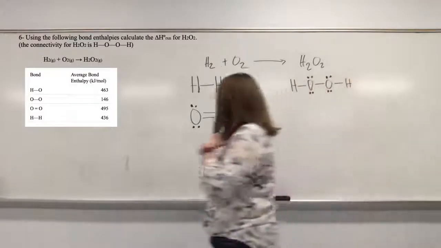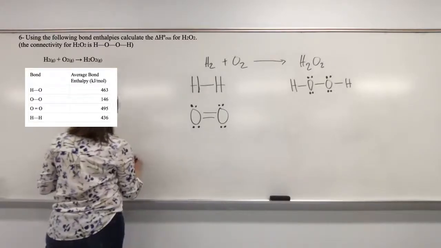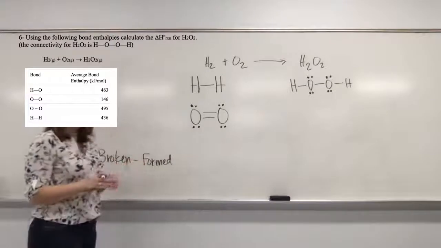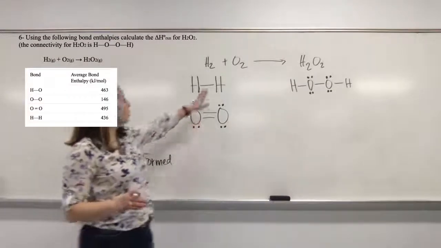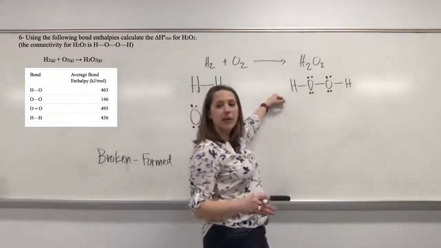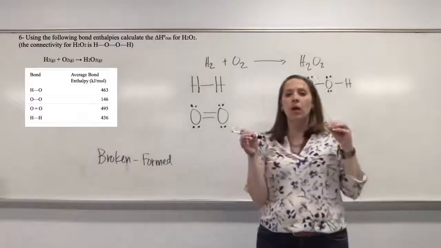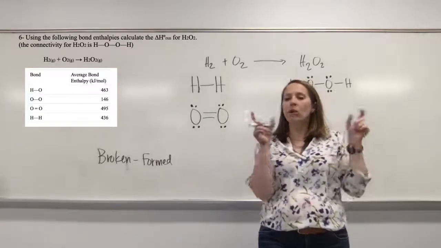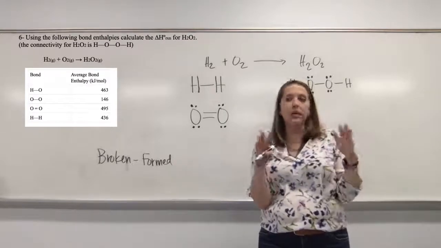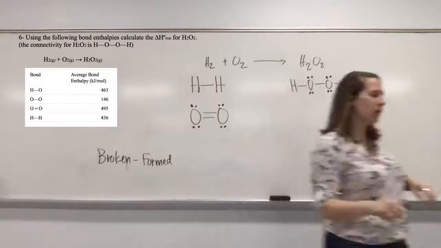For bond enthalpy, it's bonds broken minus formed. And so in this case, we're going to break the hydrogen and the oxygen bonds, and we're going to form the OH and the OO bonds. So a number of you on the exam, I could tell were confused on bonds like HH or O double bond O, or really anything, as to how many bonds are being broken.